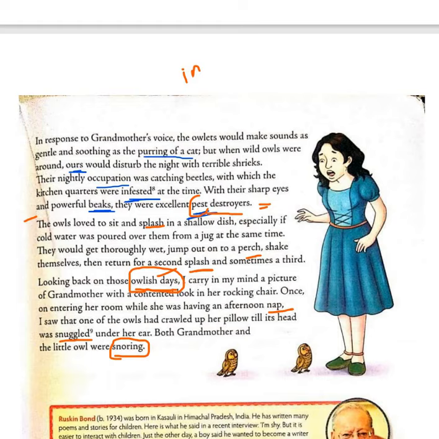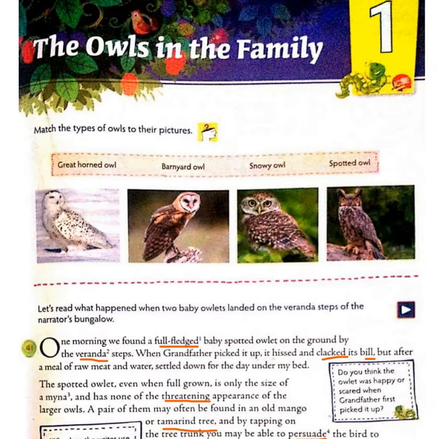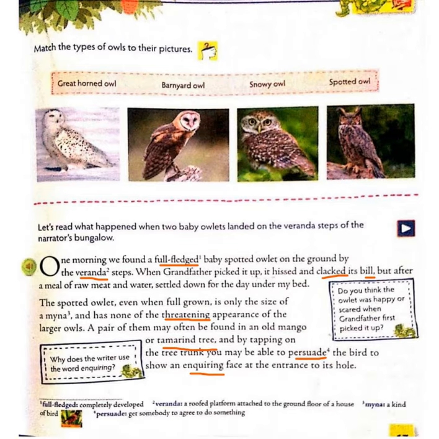Okay, so that is what we have up to here in this chapter, the owls in the family. Now one thing I want to make clear is the meaning of the words that you were having much difficulty to understand. I have just underlined those words which you kept on asking. First word is full-fledged. Full-fledged here means completely developed. Completely developed means here the owlet, the first owlet which came to their family. So that is being meant here.